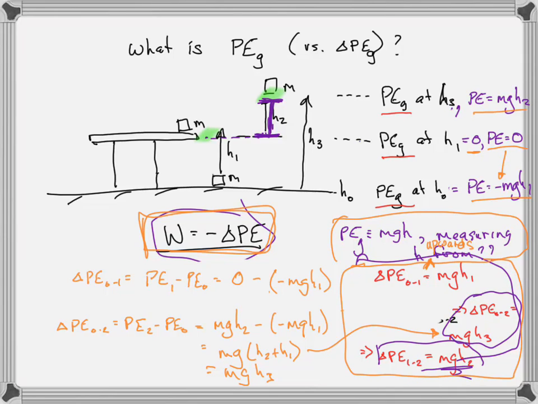And then you can do the other one on your own, right? Going from 1 to 2. You can show that if I go from here to here with h equals 0 here, with potential energy equals 0 here, then the change in potential energy is mgh2.